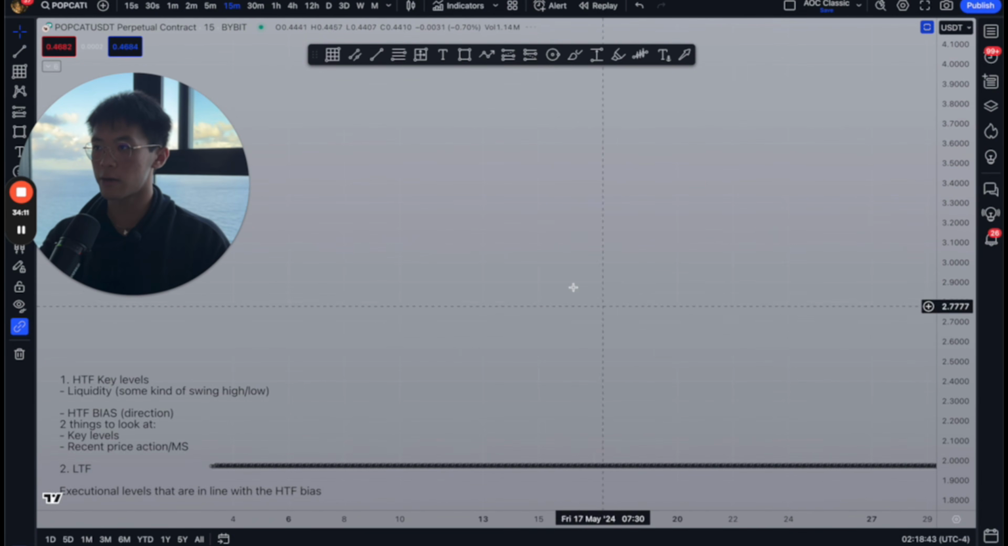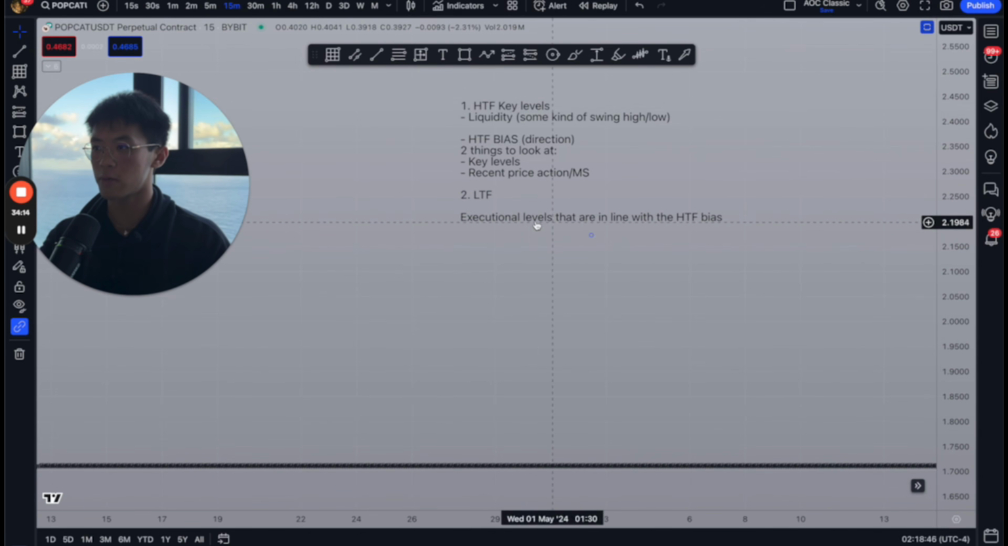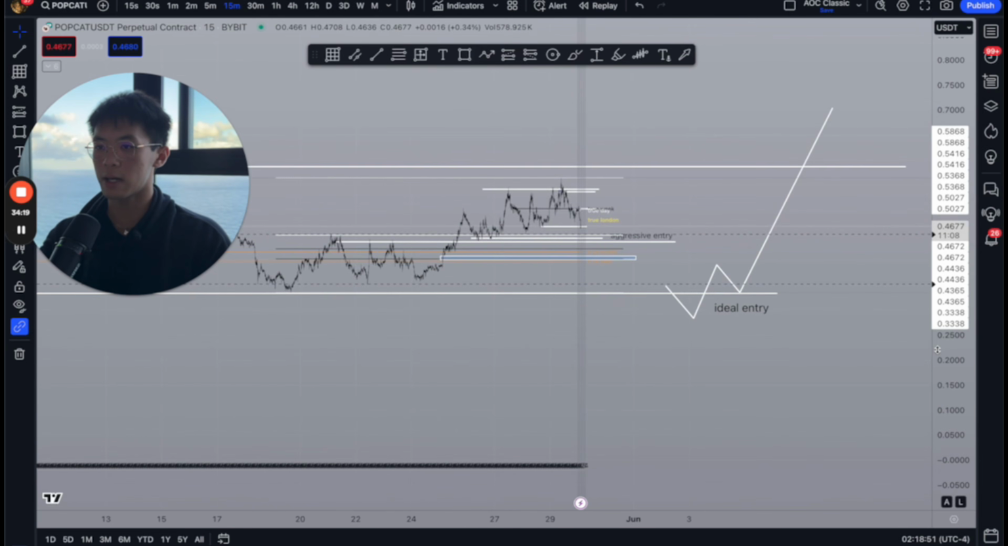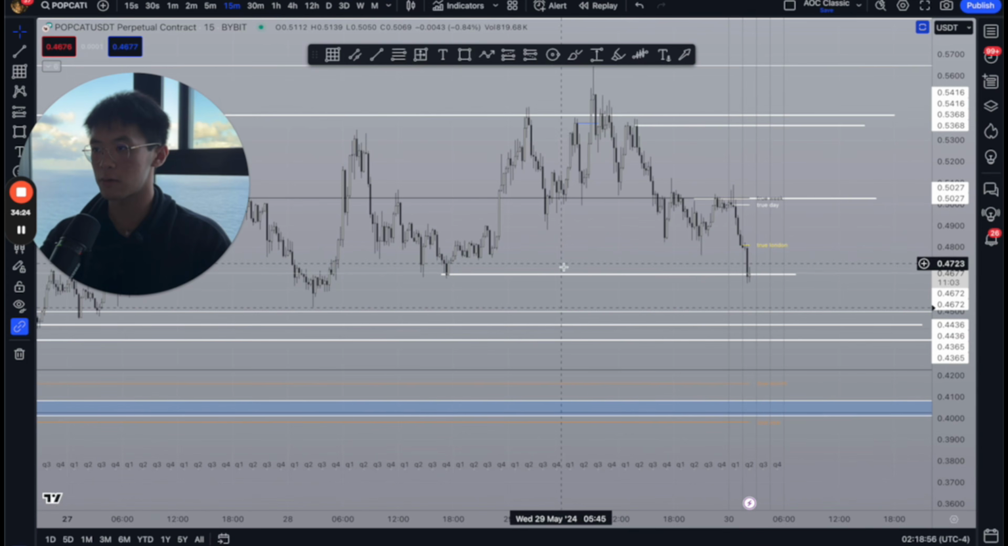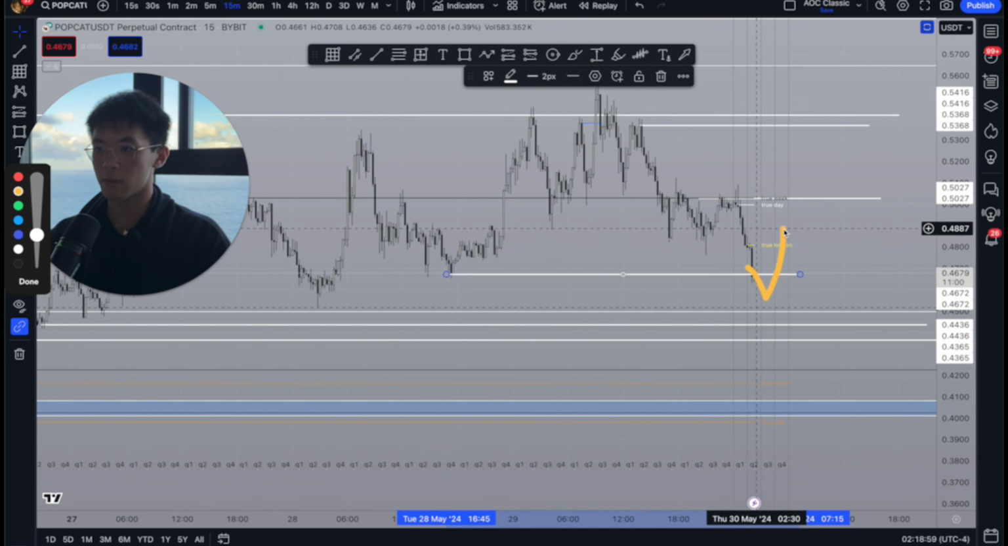So if you remember earlier on, what I wrote was that we only want to use executional levels that are in line with the higher time frame bias. Meaning, if my higher time frame bias is short, I will completely ignore the stuff that is sell-side liquidity, which in this area here, I would be considering a long.